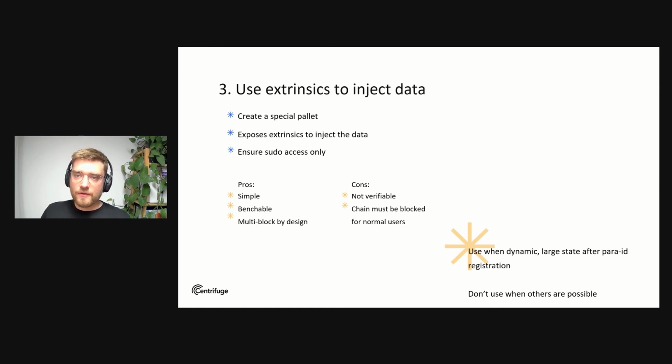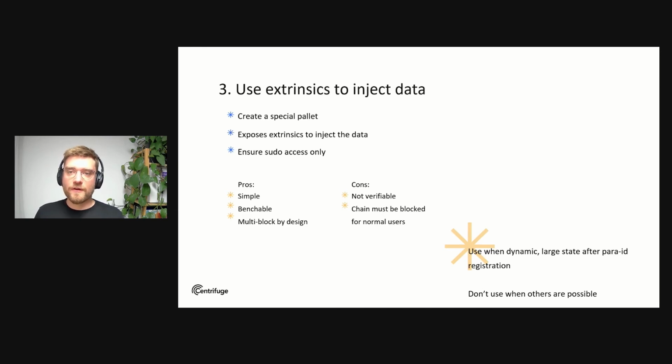And now I'm coming to the third point, and also to the point of why we chose not to use the multi-block runtime upgrade. Because although multi-block runtime upgrades are good, when you use extrinsics here, you still need to create a special pallet. You still need to expose extrinsics to inject this data, and you should ensure sudo access, or you want everybody to inject the data that they want to, but this is up to you.